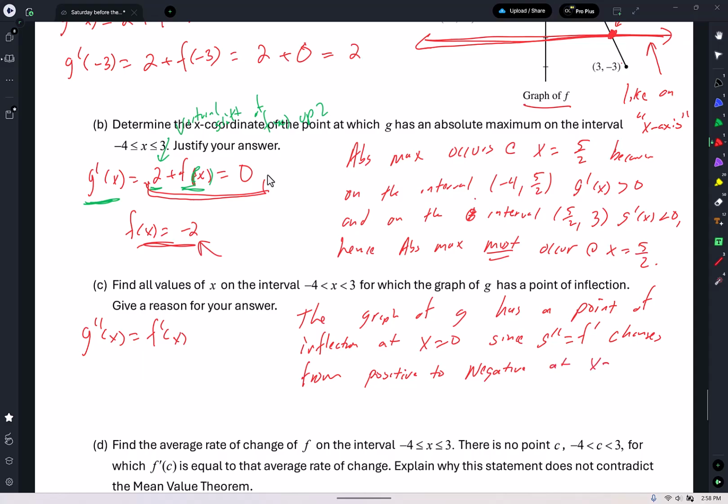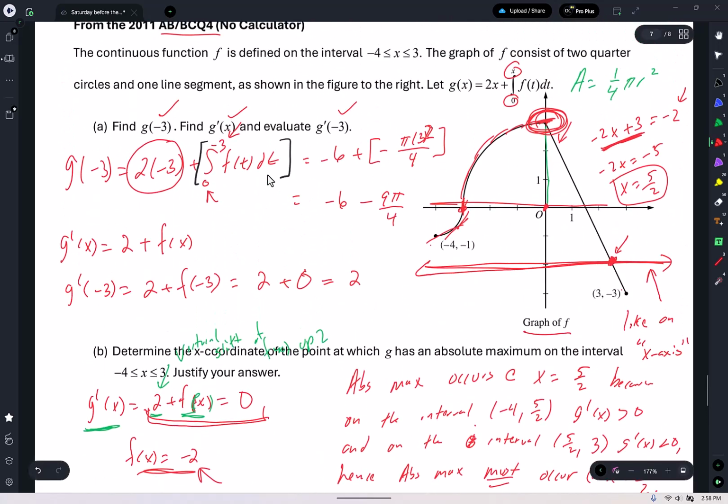Let me see if that makes sense. The graph of g has a point of inflection at x equals 0 since g prime prime, which equals f prime, changes from positive to negative at x equals 0. Yeah, no, that's enough. That's it. We're good. I don't see any other issues. I think we're good, guys.